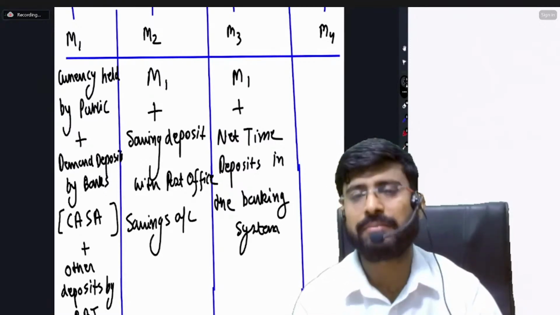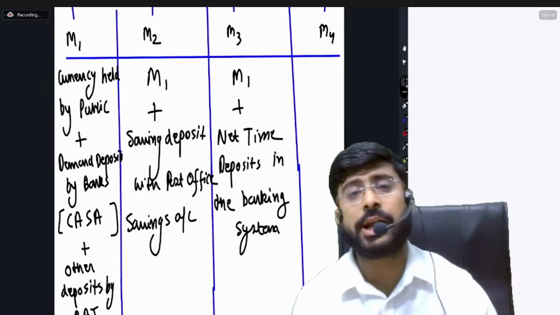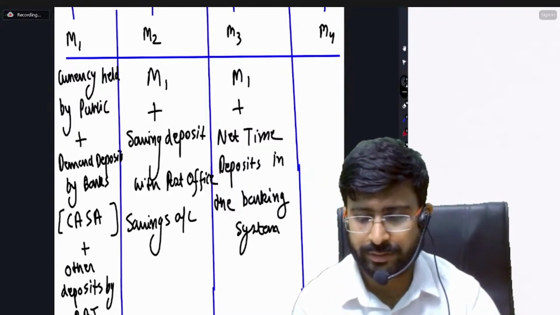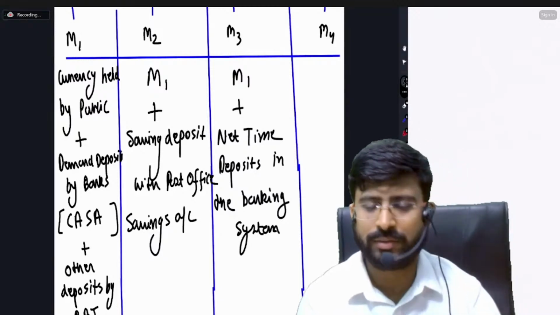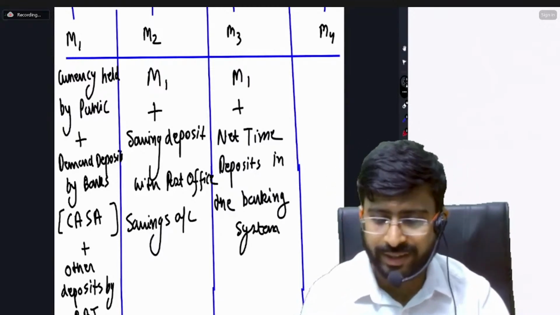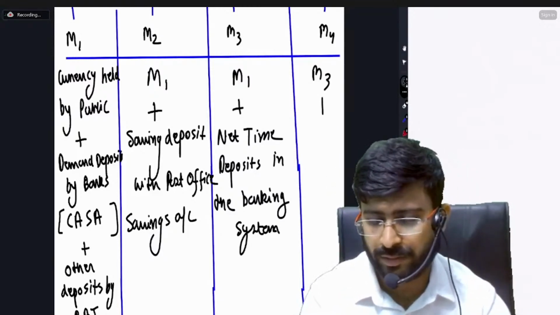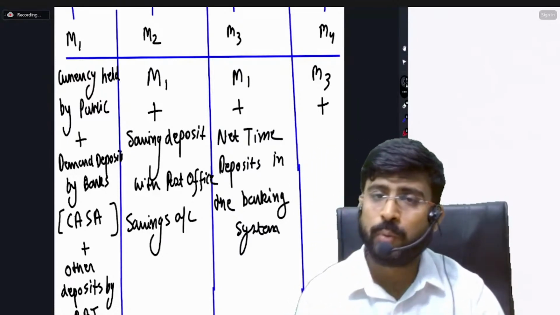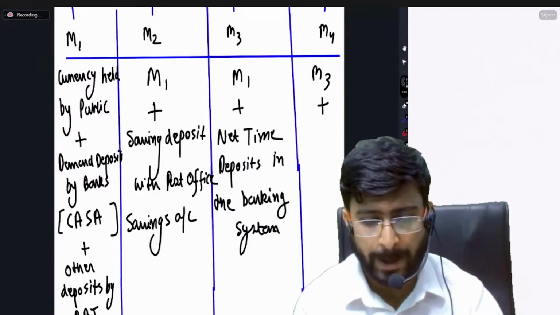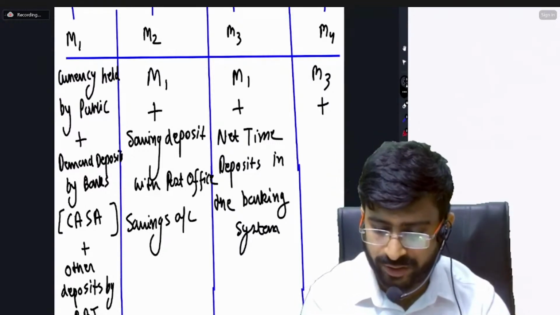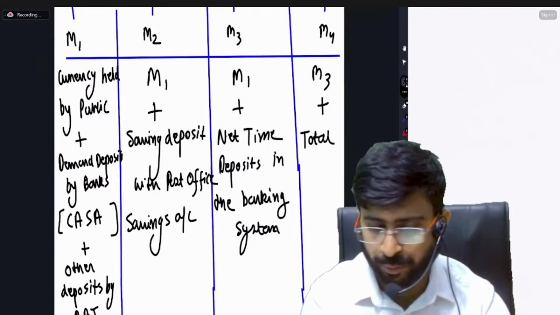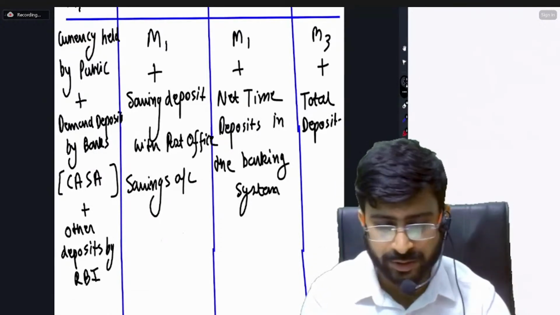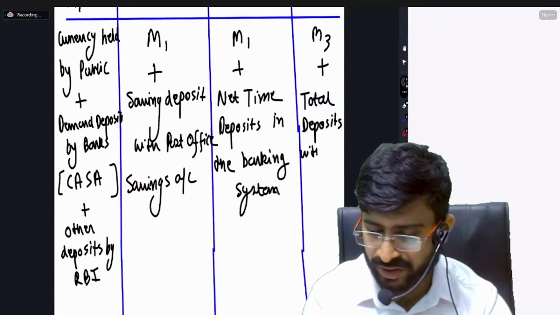Net time deposits in the banking system. Hopefully it's crystal clear, everyone. And finally is M4. M4 is M3 plus total deposits with the post office savings bank.